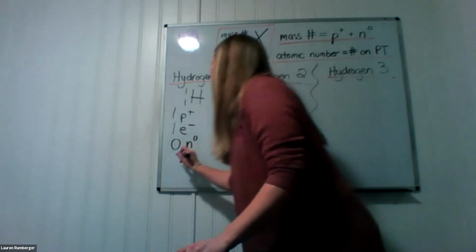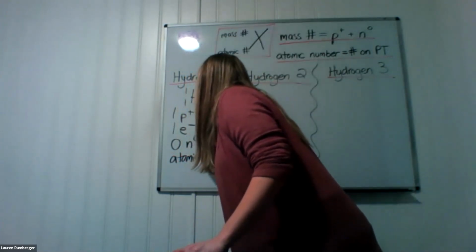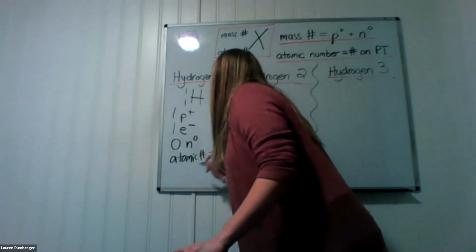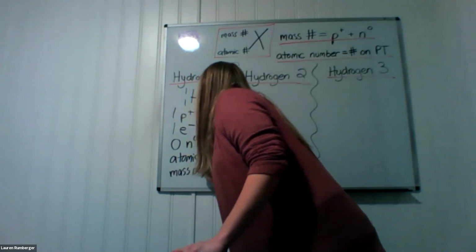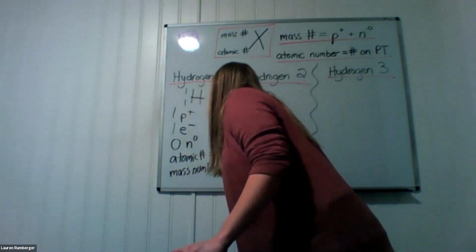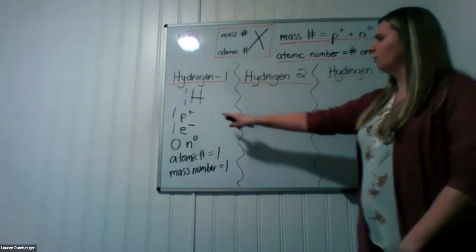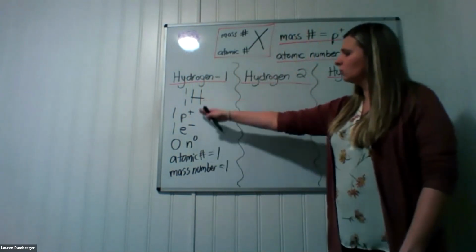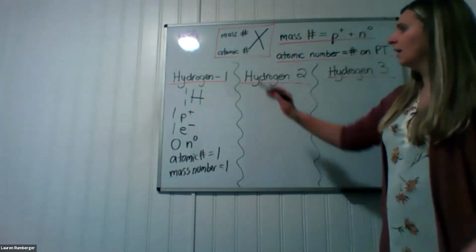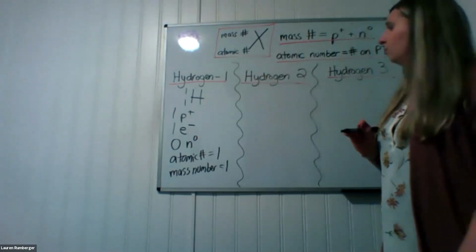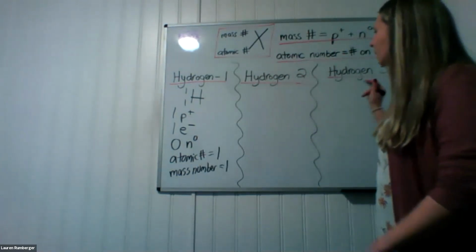Then let's just remind ourselves that the atomic number is equal to 1 and the mass number is also equal to 1. So just from the nuclide symbol, we are able to determine all the parts of the atom of a hydrogen isotope. We can do the same thing for hydrogen 2 and 3.